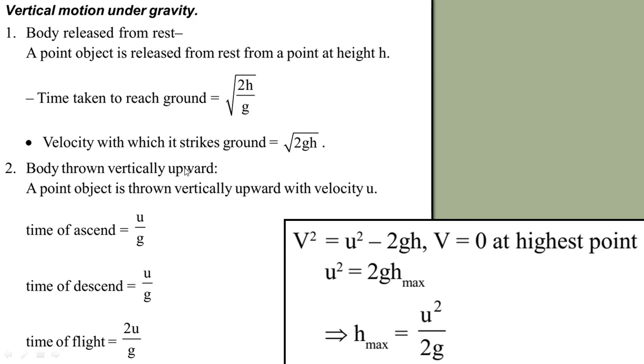Second, a body thrown vertically upward. A point object is thrown vertically upward with velocity u. The time of ascent is u divided by g, the time of descent is u divided by g, and the time of flight is equal to 2u divided by g. V square is equal to u square minus 2gh. V is equal to 0 at the highest point because the final velocity is 0 and the initial velocity is u. So u square is equal to 2g h max, so h max is equal to u square divided by 2g.